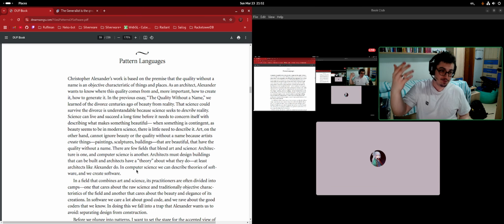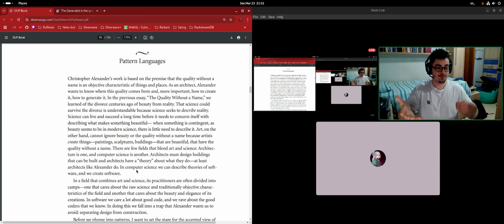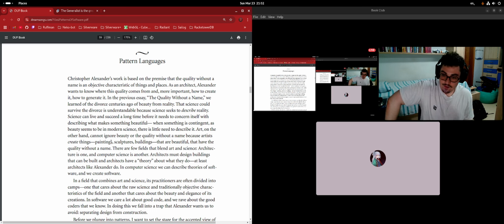And now let's go to the tool that Alexander proposed to be used in order to generate artifacts with the quality without a name. So this is pattern languages, right? So there is an important part here.